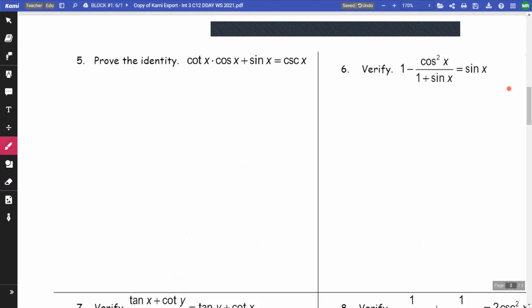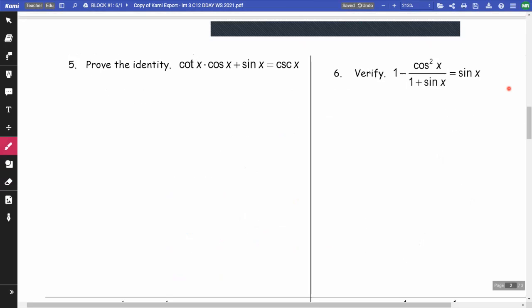Okay, so these ones I'm going to be trying to prove or verify that these are equal. So I am going to be keeping that. I'm going to be trying to get a cosecant x. Now, cosecant is 1 over sine. I think the first thing I'm going to do is rewrite that. So cotangent is cosine x over sine x.